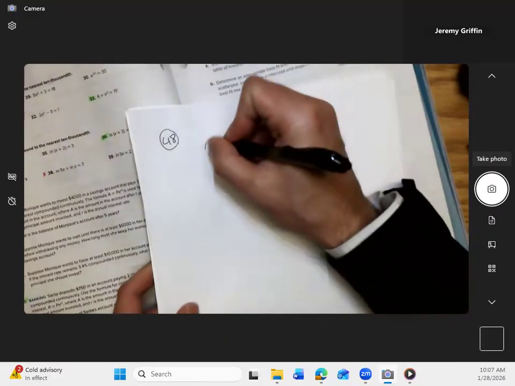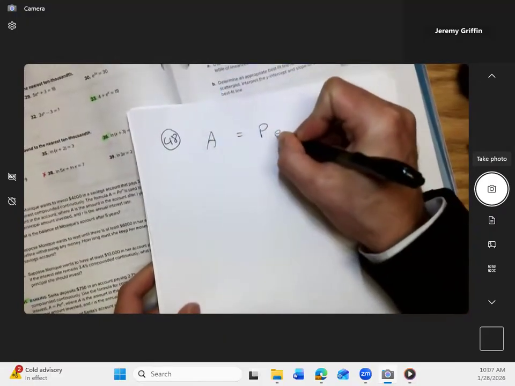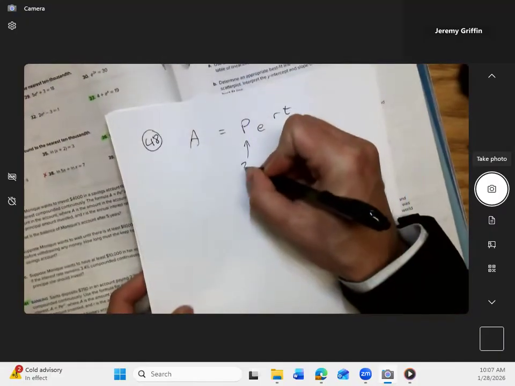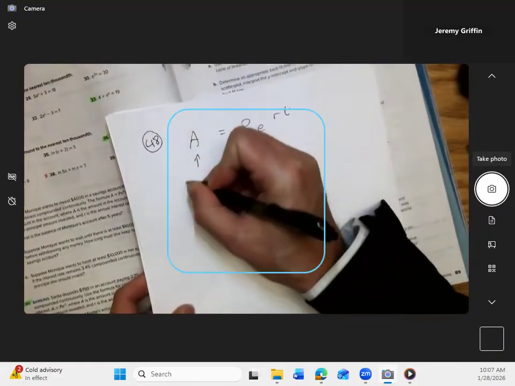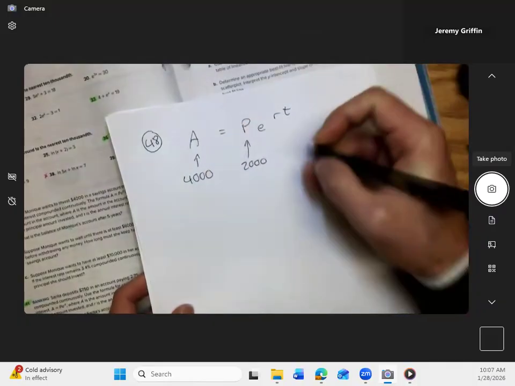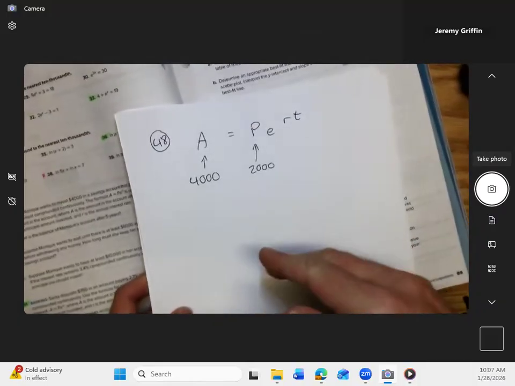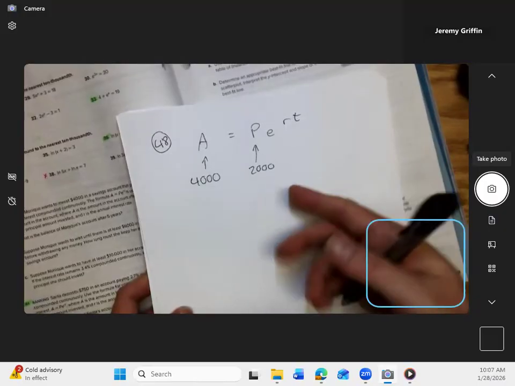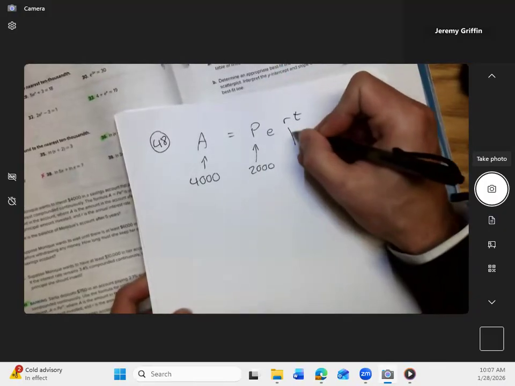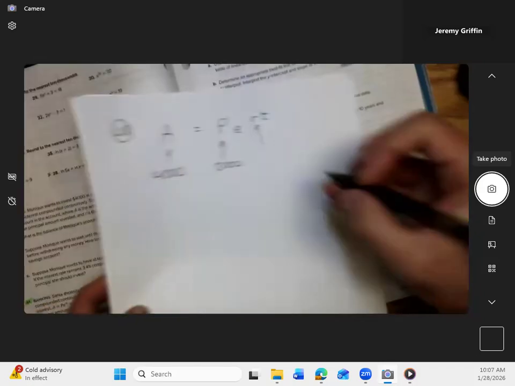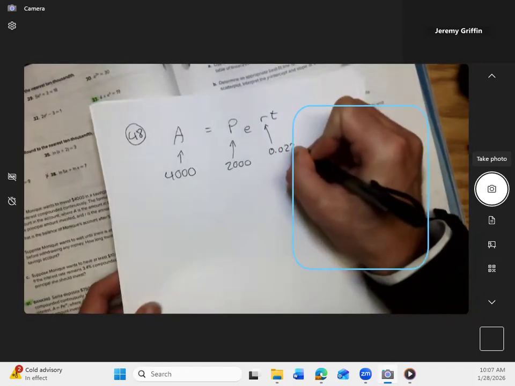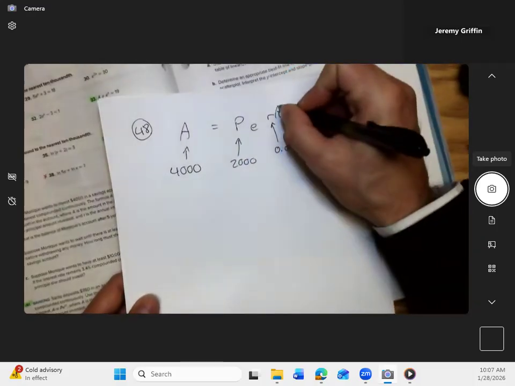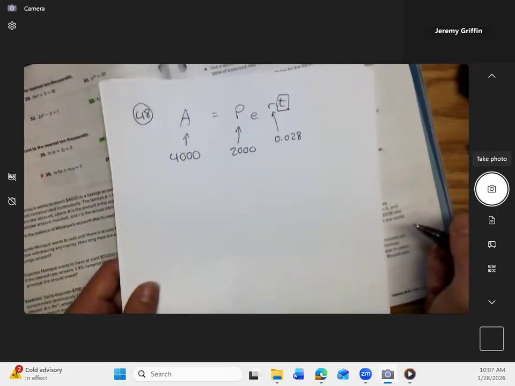So we got A equals P e to the RT. Okay. She's going to put in $2,000, and for that to double, it would go to $4,000. Well, it turns out that any amount of money she wants to double takes the same time, so it doesn't matter how much she put in, really. But you guys got to see that. The interest rate is 0.028 as a decimal, and that's compounding continuously, hence we're using this formula, and we're solving for how much time that takes.